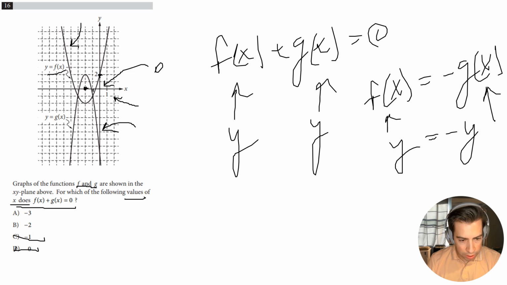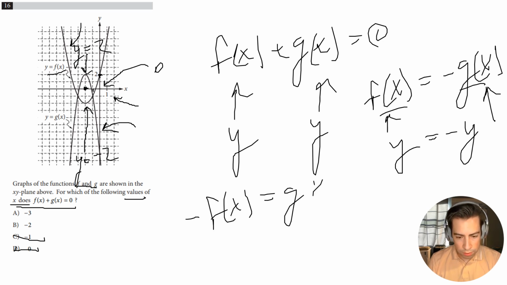All right, so when we look at negative 2, we have this is y equals 2, and then I have y equals negative 2. So I know I said that f of x equals negative g of x, but the same thing is also true. So negative f of x can also equal g of x, right? So when we look at this curve here, f of x is going to be negative 2 right there, and then g of x is going to be positive 2. So the correct answer is x equals negative 2.